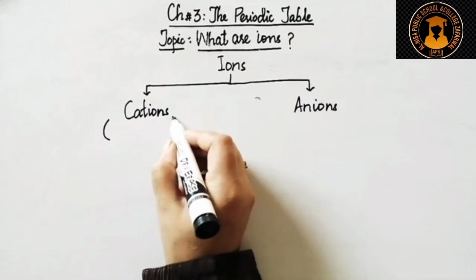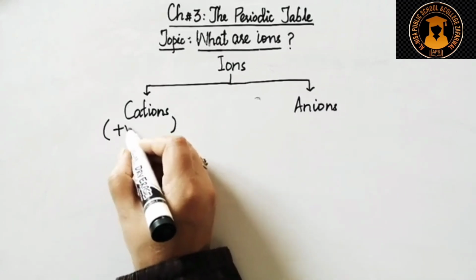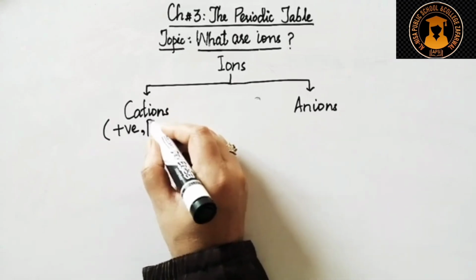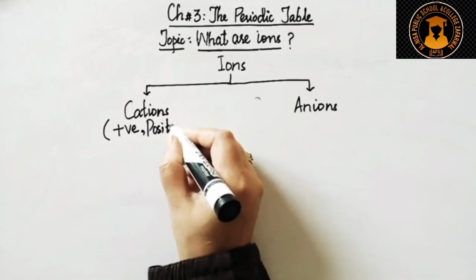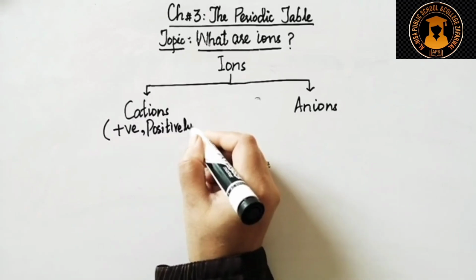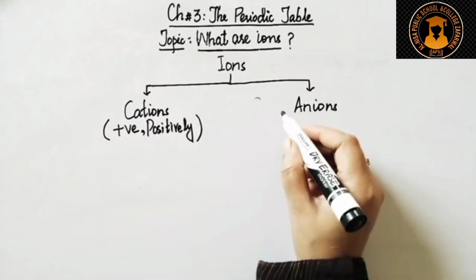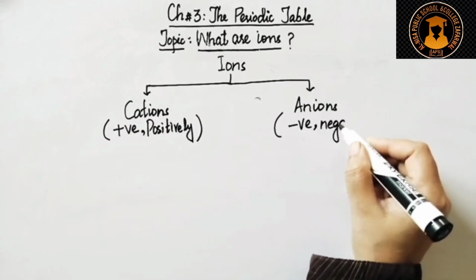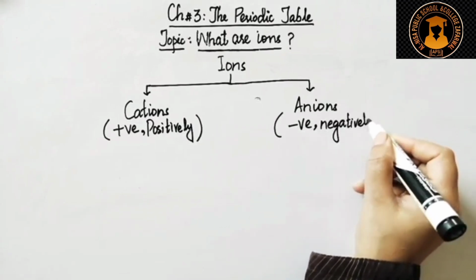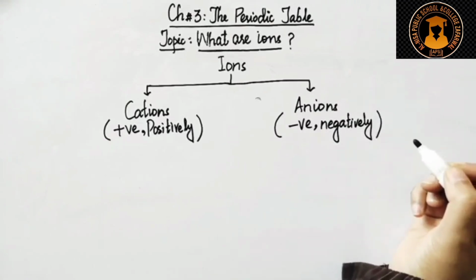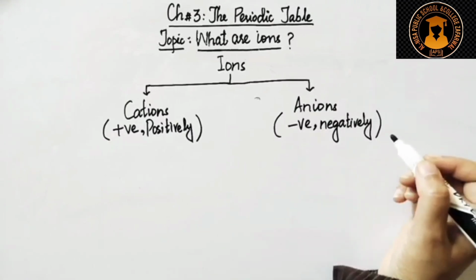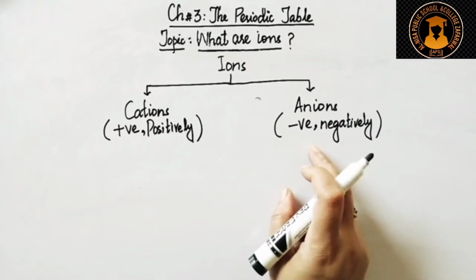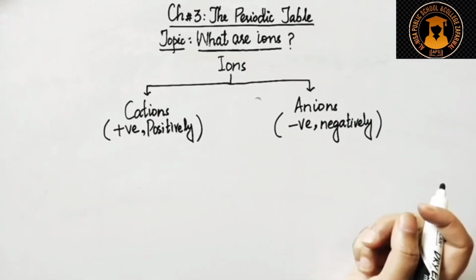Cations contain the positive charge, or I can also write in the wording positive. They are positively charged ions, while anions contain the negative charge on them. They are negatively charged. They are negatively charged ions. Now I will explain the types of cations and anions with the help of examples.